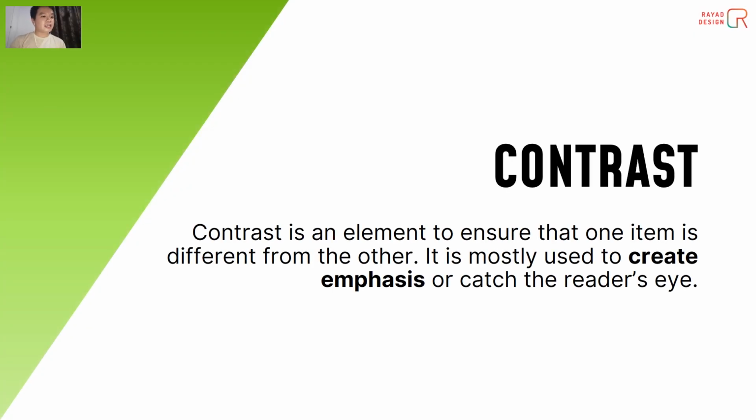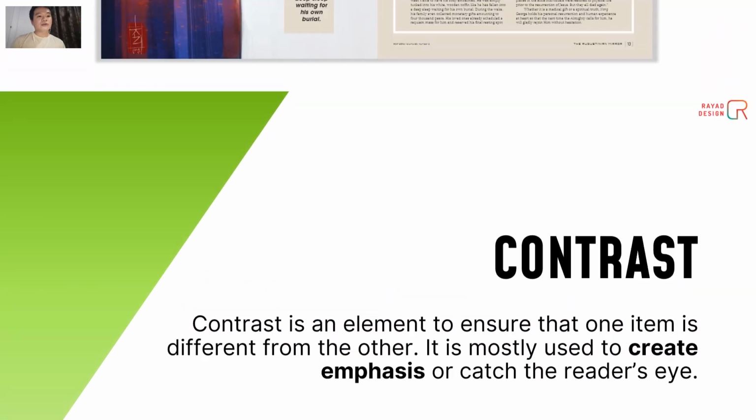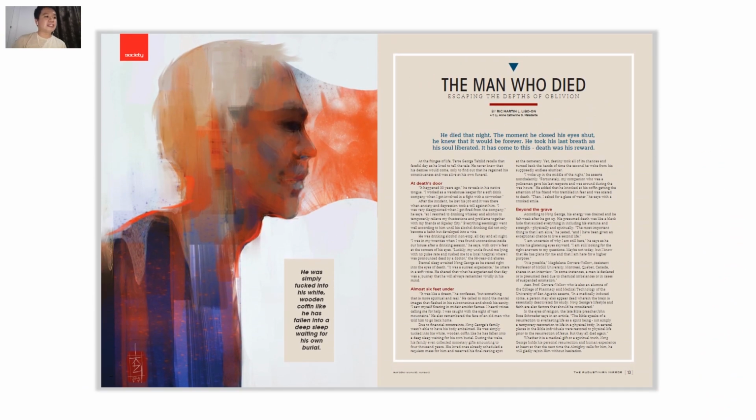Next would be contrast, and contrast is an element to ensure that one item is different from the other. So it is mostly used to create emphasis or catch the reader's eye. So this one, we have this kind of example. This is actually a very nice artwork, and we wanted to emphasize it. And we also do not want the article to die with it because it's too beautiful.